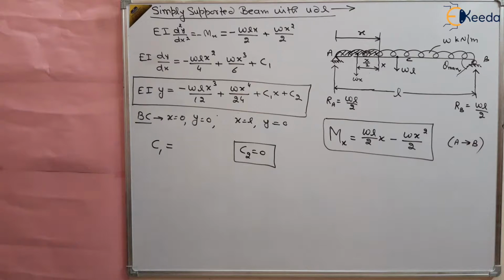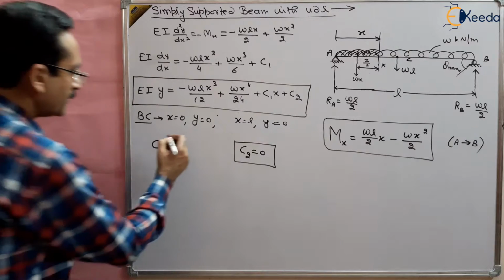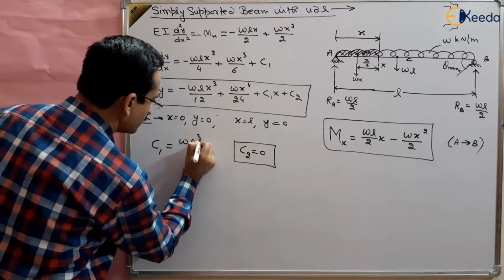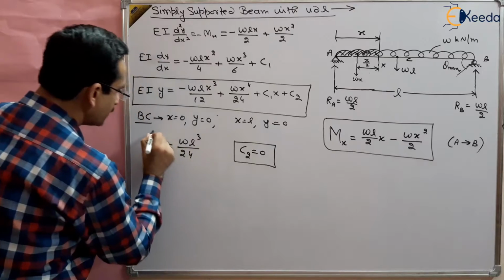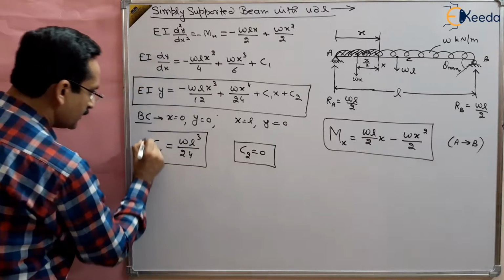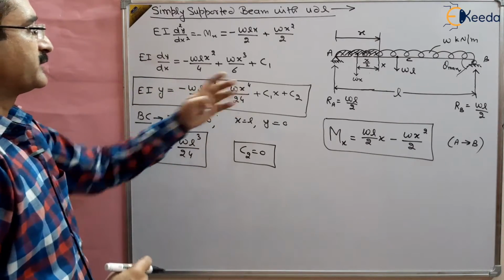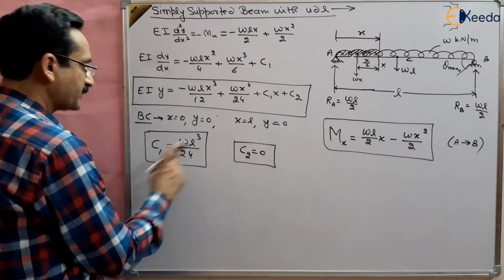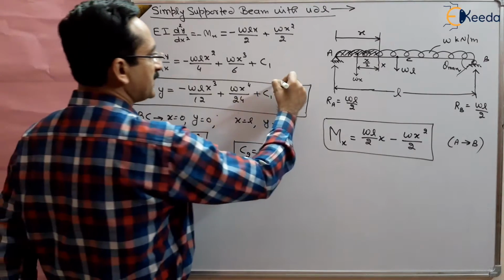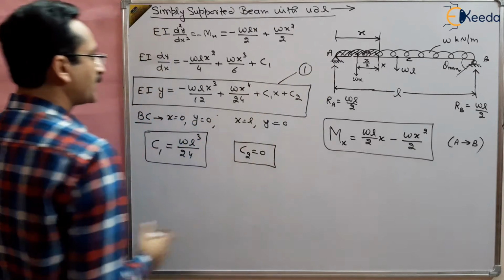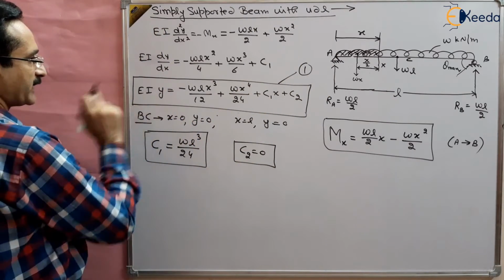Solve it and get the value of C1. I am writing directly the value of C1: W L cube by 24. So this is the value of C1. Now we know C1 and C2. Put this C1 and C2 in this equation and you will get the final deflection equation, right?